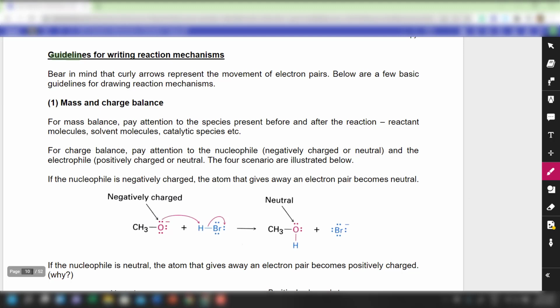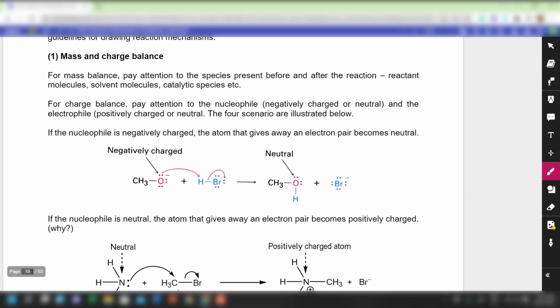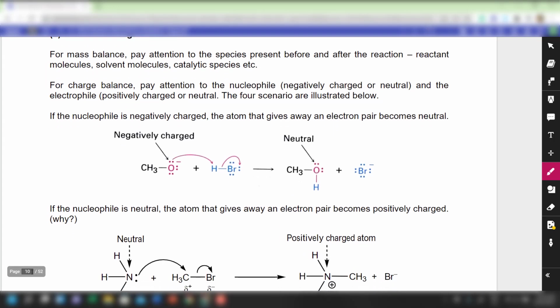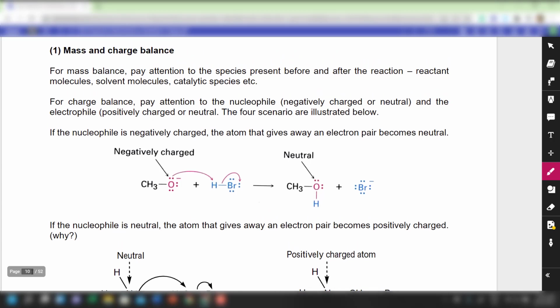Okay. So the first thing we need to understand is that there must be mass and charge balance. Meaning whatever you have on the left, you should end up with on the right. If the total charge on the left is neutral, the right hand side must be neutral. If the total charge on the left is -1, the right hand side must also be -1.